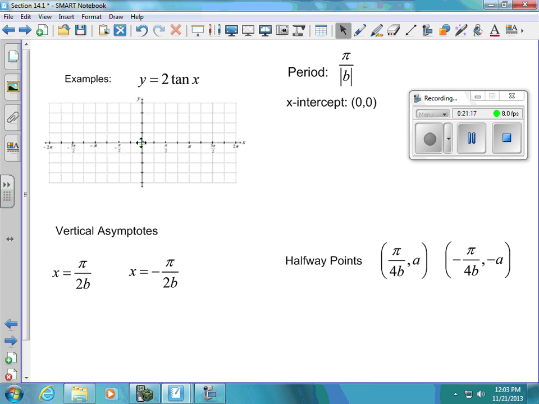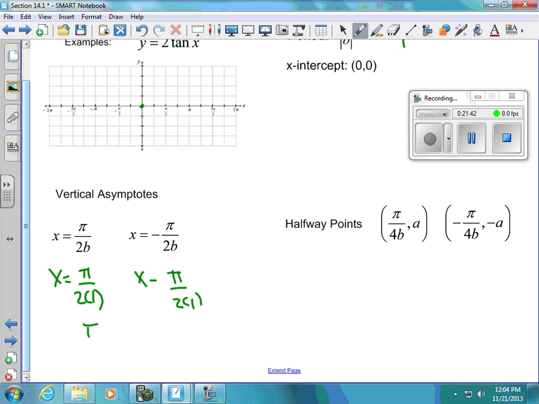So what is our period? Well, our period is pi over b, which is pi over 1, or just pi. Our vertical asymptotes then are x equals pi over 2 times 1, and x equals the opposite of pi over 2 times 1, or just pi over 2 and negative pi over 2. So here's pi over 2 and negative pi over 2. I'm dotting these. These are asymptote lines. Remember, asymptote lines means they're not really part of the graph. They're just barriers.